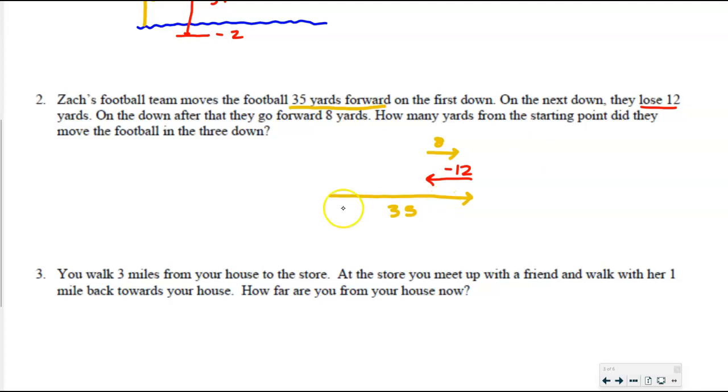Let's break this down. We go forward 35 yards. Sorry, did I say 34? Even people listening to the recording are going to realize I make a lot of mistakes. We go forward 35 yards, and then I'm going to go back 12 yards. So where am I right now? Right now, before that third try. Yeah, I'm at 23.